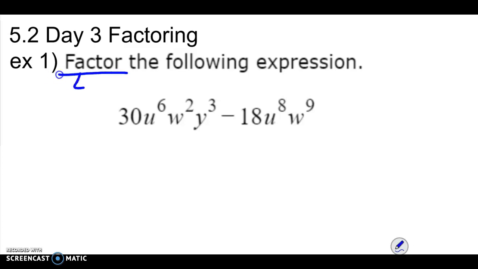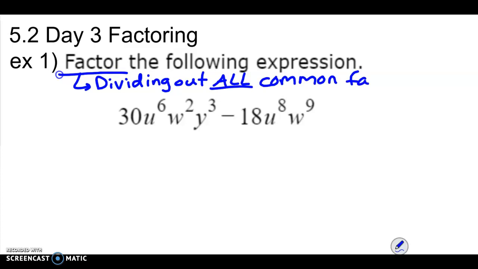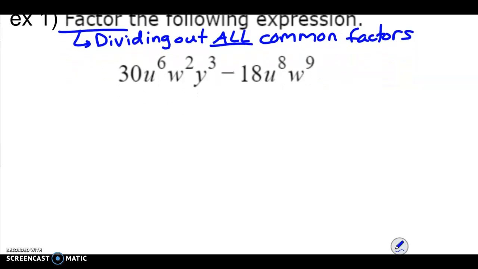you're basically just dividing out all common factors, right? That's what factoring is. You're simplifying it by taking out everything they have in common. Now, we could rewrite all of this completely expanded, okay?